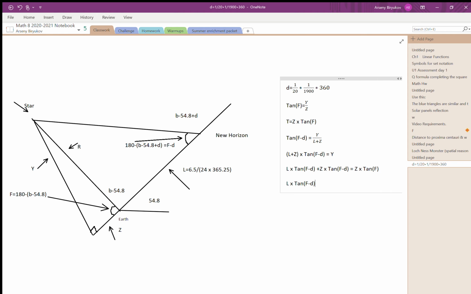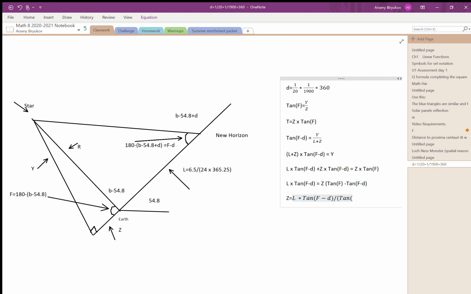And this, by dividing both sides by tangent of f minus tangent of (f minus d), we will achieve the result of z is equal to L times tangent of (f minus d) divided by (tangent of f minus tangent of (f minus d)).